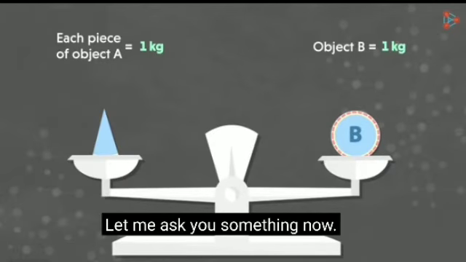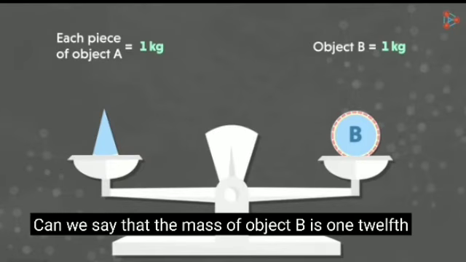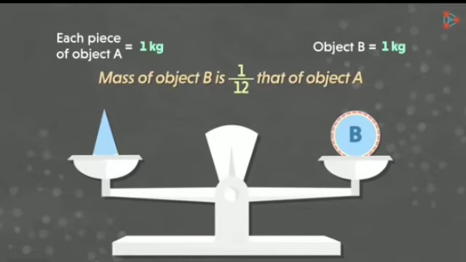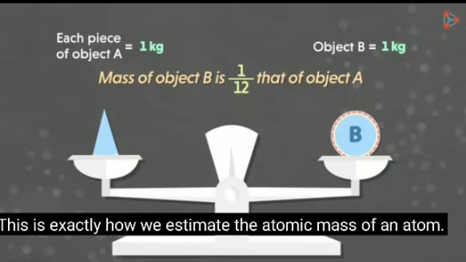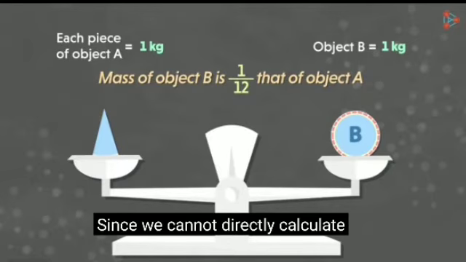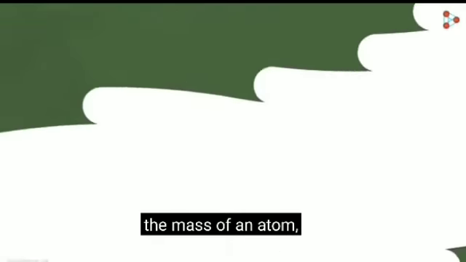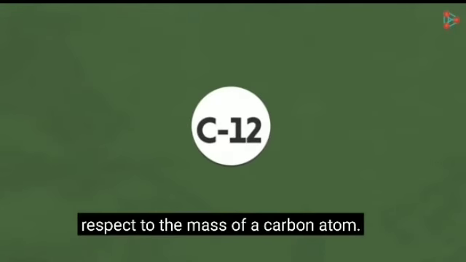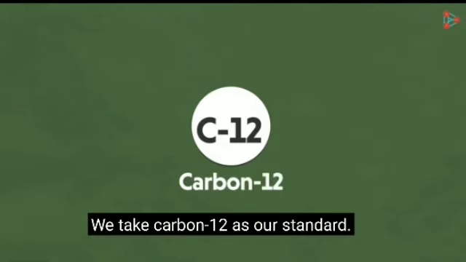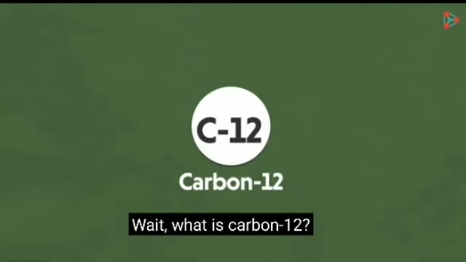Is it right? Now let's ask one more question: can we say that the mass of object B is 1/12 that of object A? That's correct. This is exactly how we estimate the atomic mass of an atom. Since we cannot directly measure the mass of each atom individually, we measure it with respect to carbon 12. We take C12 as the standard.